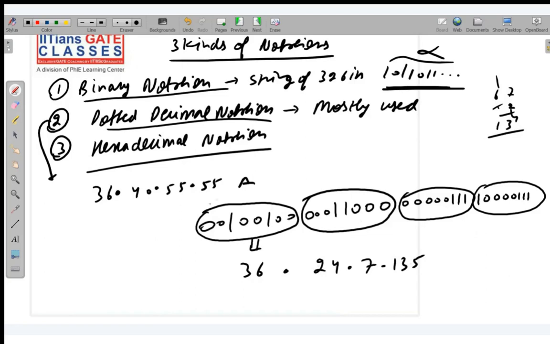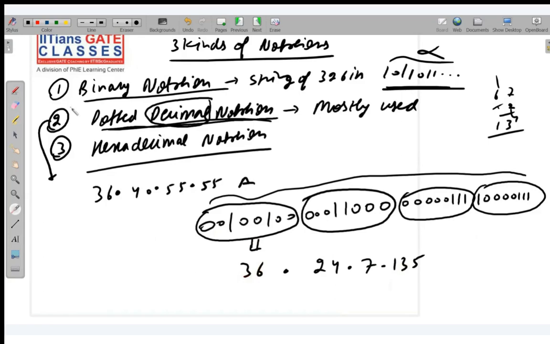So in place of writing a 32-bit string of binary, which is very difficult to understand, we will convert it into decimal. So that is dotted decimal notation. That's why we are calling it decimal, because you are converting each 8 bits to a decimal value. So here 36, 24, 7, 135. I think everybody has got it.